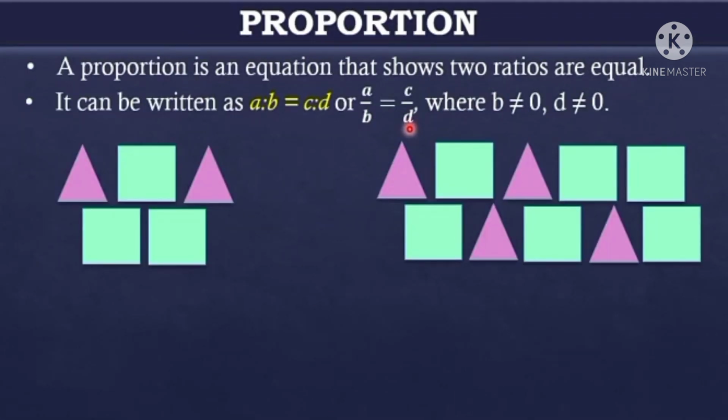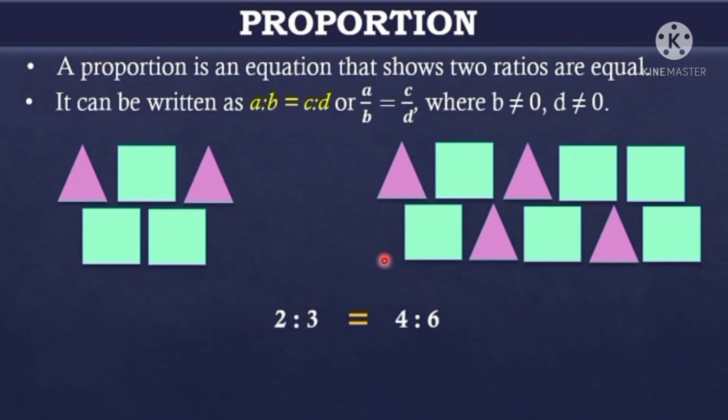Let's have an example. Let us give the ratio of triangles to squares. Let us count. We have 2 is to 3, while in this one we have 4 triangles and 6 squares, so 4 is to 6. How can we show the proportion here? If these two ratios are equal, then we can call it a proportion.